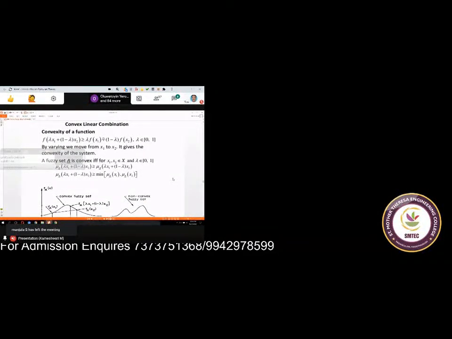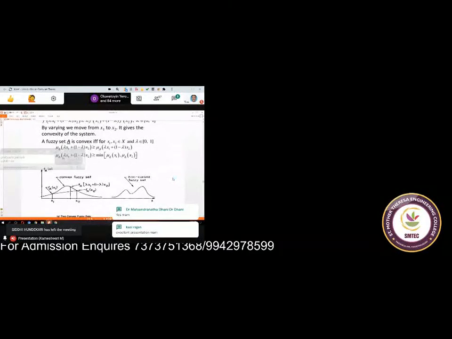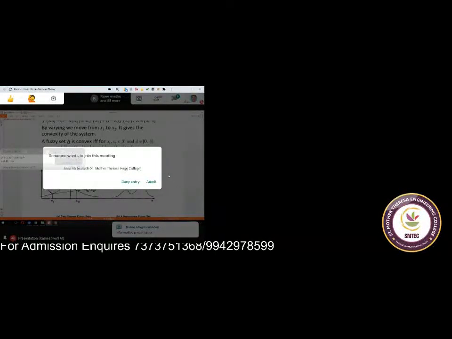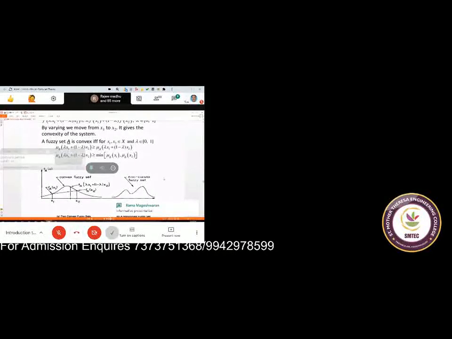Convexity. Why do we require convexity here? Our title is Fuzzy Clustering Techniques and its Applications. In order to ensure the collected clustering, we have to ensure the property of being convex. The convexity property is given by mu A of lambda x1 plus 1 minus lambda into x2 is greater than or equal to minimum. This is the mathematical representation of a fuzzy set A for satisfying the property convex.